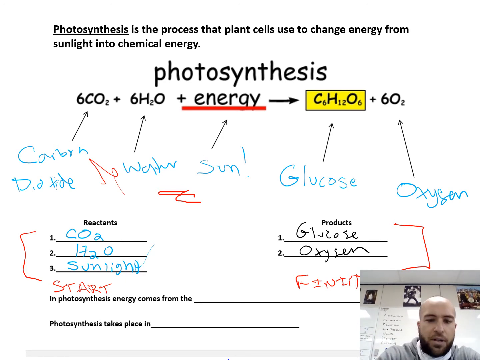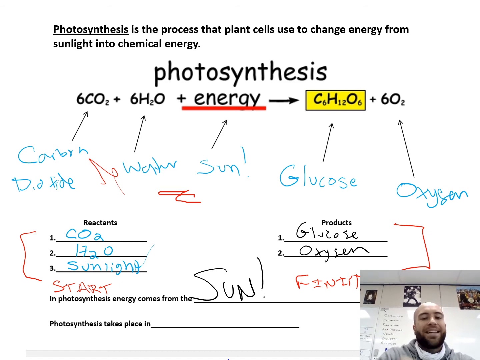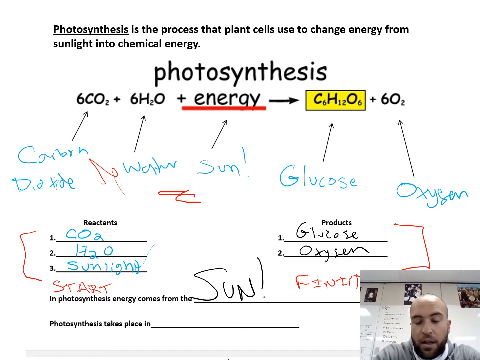All right, so in photosynthesis, where does our energy come from? We know that it comes from the sun, and photosynthesis takes place in an organelle, and you got to think back to your notes that you did online. You're the A student, so you did it online on Tuesday? Yeah, you did. Photosynthesis takes place in the chloroplast.